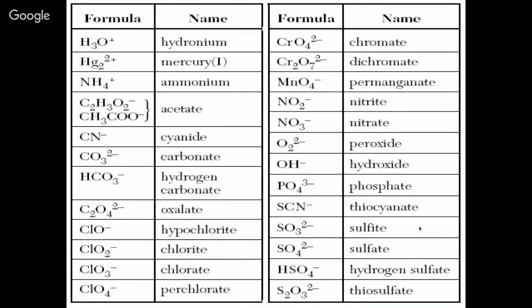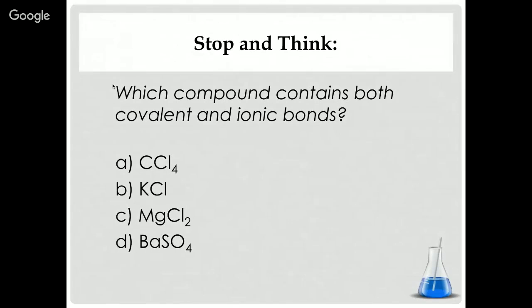And this is our table E, as you see here. And there was our ammonium ion. So whenever you see a polyatomic ion, we know it contains both types of bonds. So which compound contains both covalent and ionic bonds? So take a moment, open up table E in your reference table, and we'll go over this in a second.